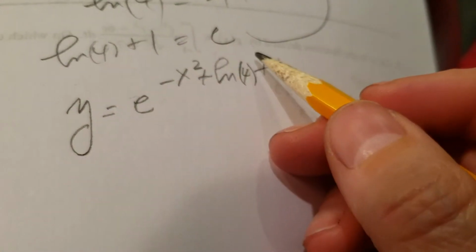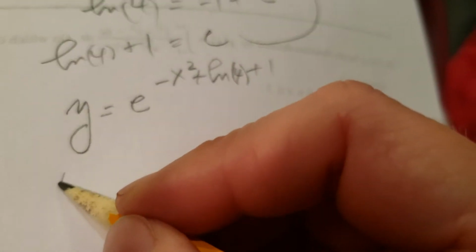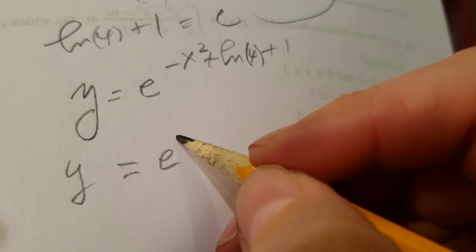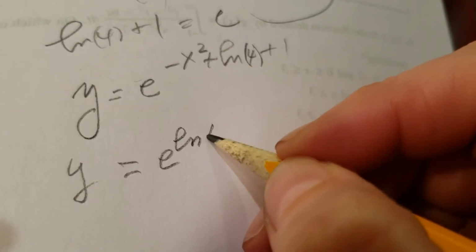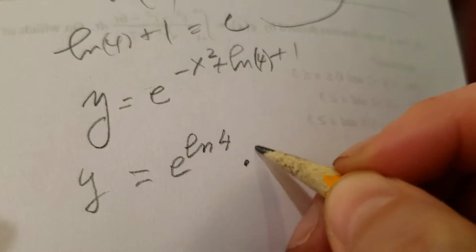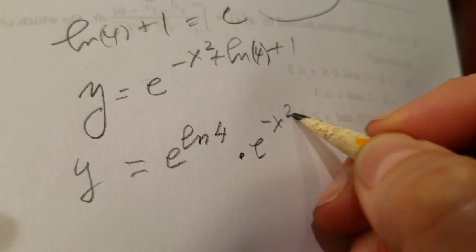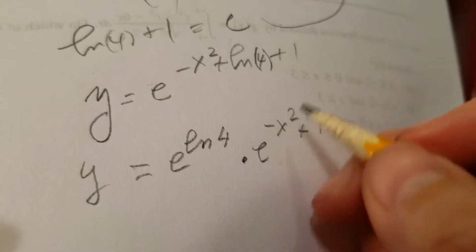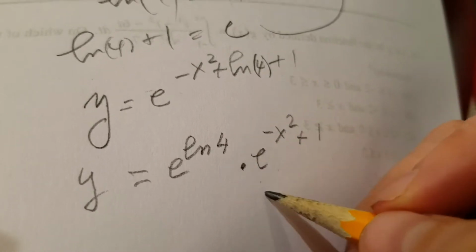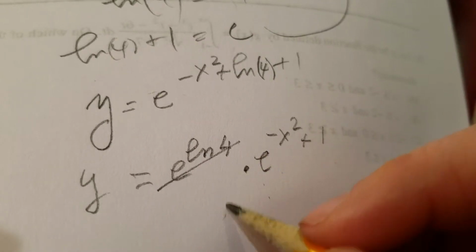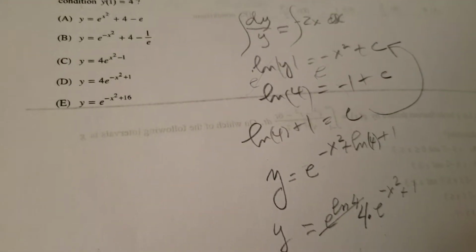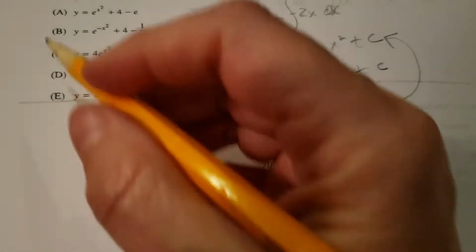So remember that e to the ln of something you can cancel out. You can simplify rather. So this is e to the ln of 4 times e to the negative x squared plus 1, because you add the powers if the bases are the same. I'm doing this backwards, right? Because I know I can simplify this. This is just 4. So that should be my answer. Let's see, 4e to the negative x squared plus 1. That would be choice D.